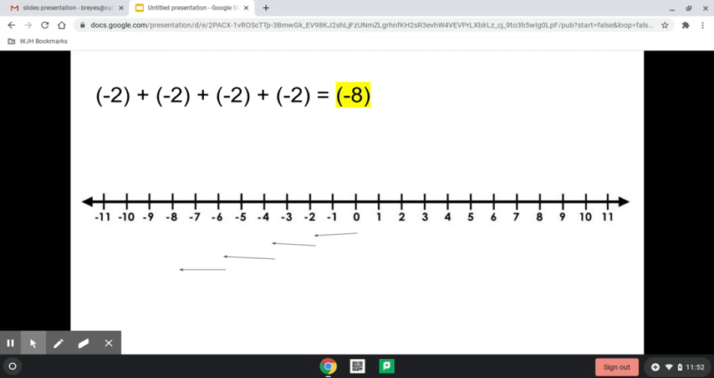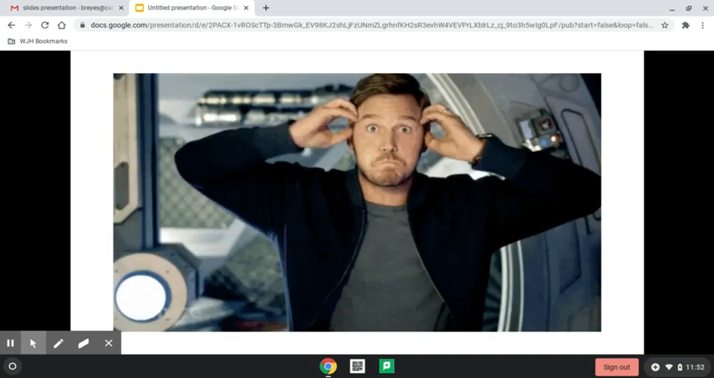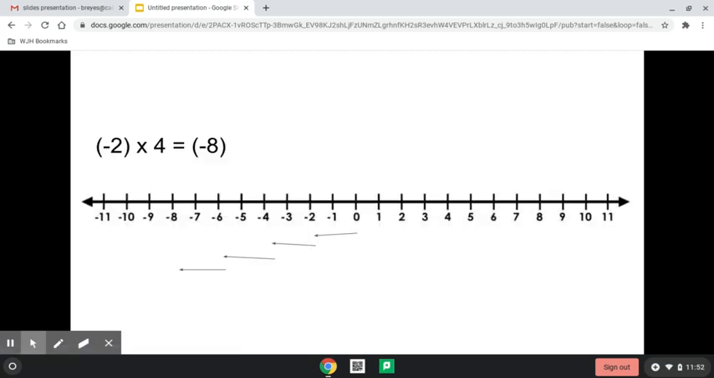Now, is there another way to write this, but using multiplication instead of addition? If you said negative 2 times 4 equals negative 8, you were correct because it's negative 2, 4 times. Now, there are other ways to write the same problem. 4 times negative 2 using the parentheses.